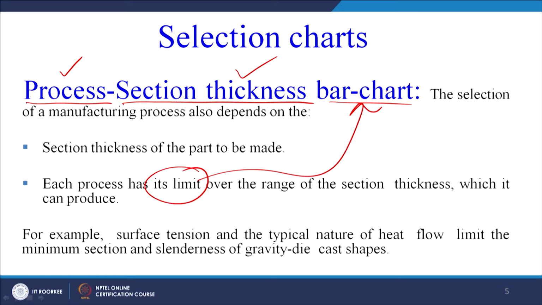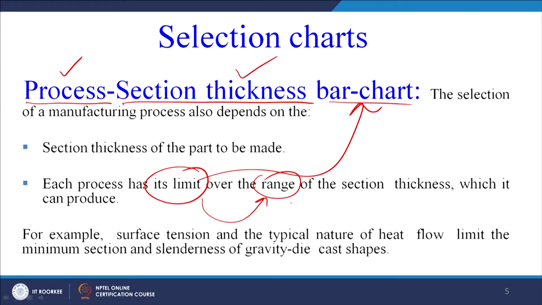Each process has its limit over the range of section thickness. So the limit is in the form of a range. It can be from x to y. So that is the range of the section thickness which it can produce. So each process has a limitation, or a range up to which it can produce the section thickness.